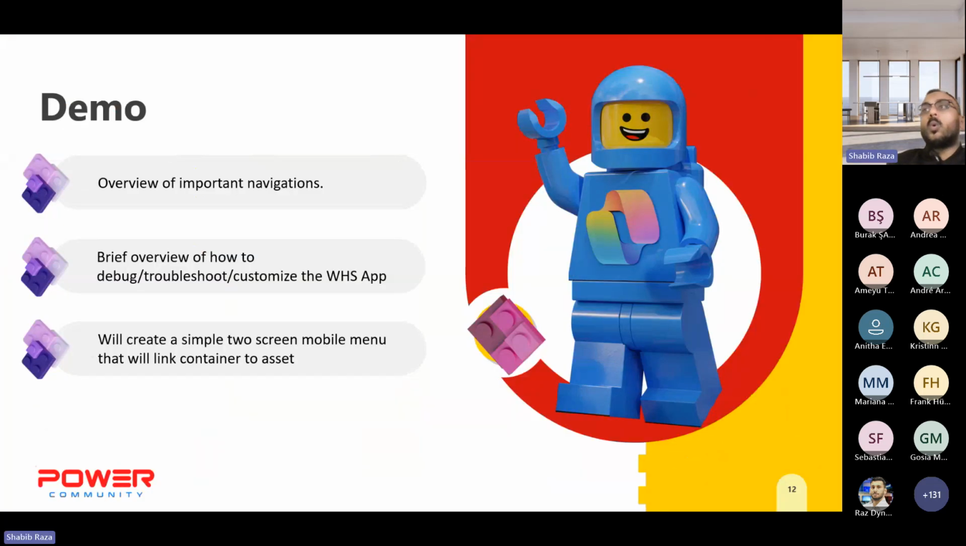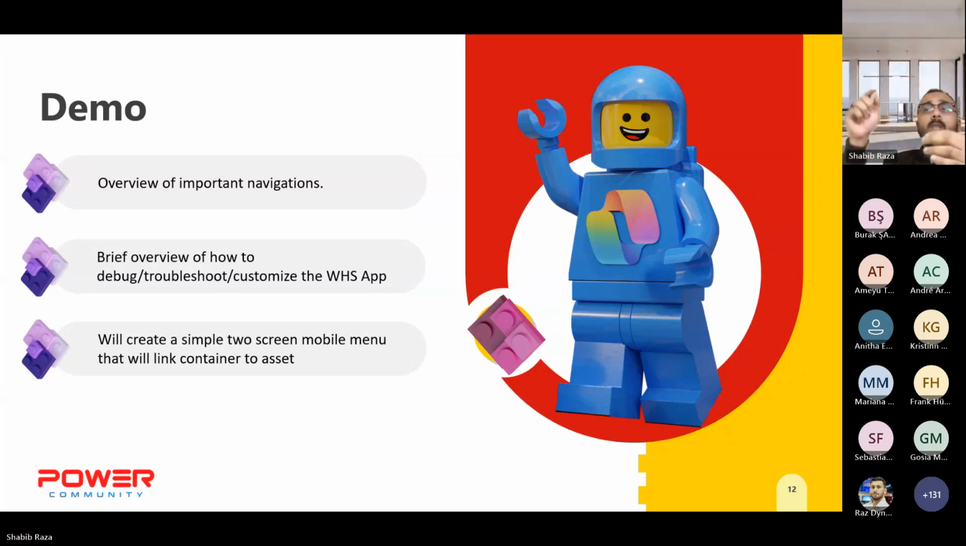Okay, so that's pretty much it about the presentation. Now I will be going to the demo. Before going to the demo, I want to set the expectation that first I will go to the finance and operation application to show you the key navigations and the key forms within finance and operation related to the mobile app. I will give you a brief overview of how to debug, troubleshoot, and customize the warehouse app.